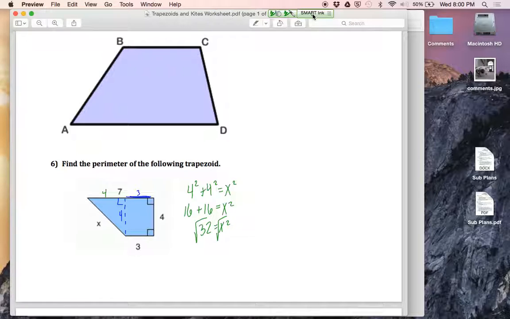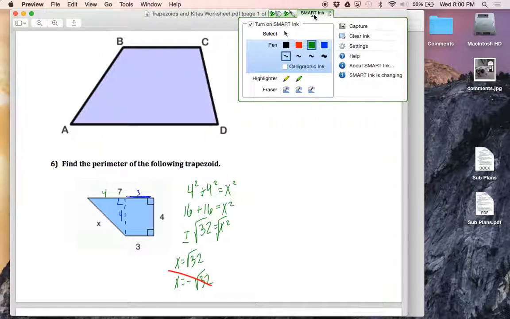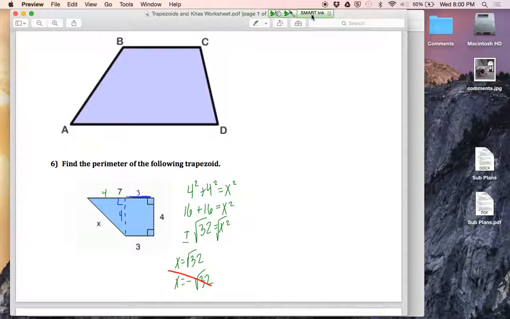So the square root of 32, when you add a square root, you need to add plus or minus. So I get that x equals positive square root 32, and x equals negative square root 32. The negative one we're going to cancel because we know that we're using the length of a side of this quadrilateral. So it has to be positive. And I'm going to go ahead and simplify that radical.